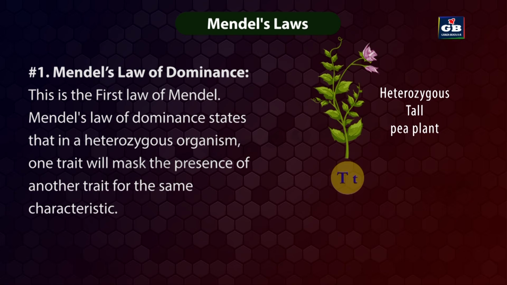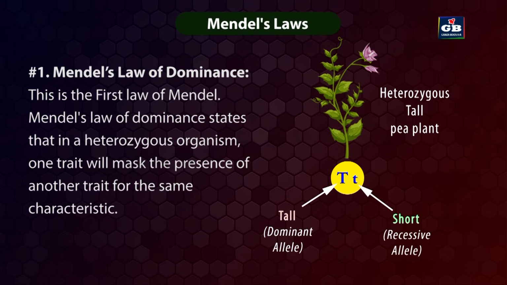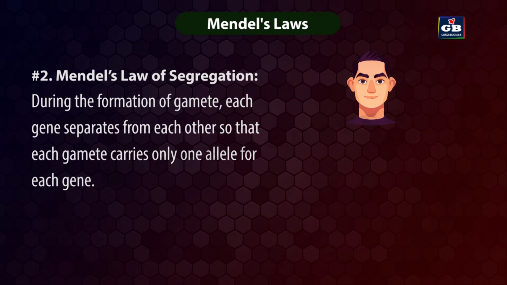Mendel's laws. Mendel's law of dominance. Here is a heterozygous tall pea plant. It means it is a tall pea plant, but it has two different alleles for the character plant height, one tall allele and one short allele. Even though the plant has a short allele or gene in it, its tallness is expressed because the tall allele is dominant over the short allele. This is the first law of Mendel. Mendel's law of dominance states that in a heterozygous organism, one trait will conceal the presence of another trait for the same characteristic.